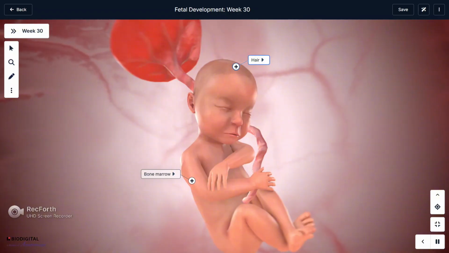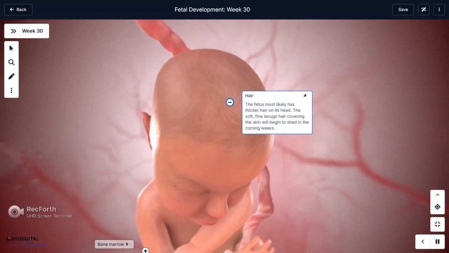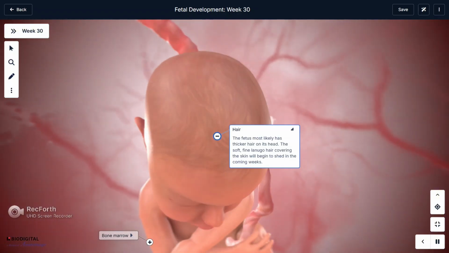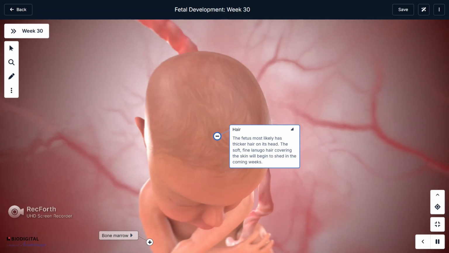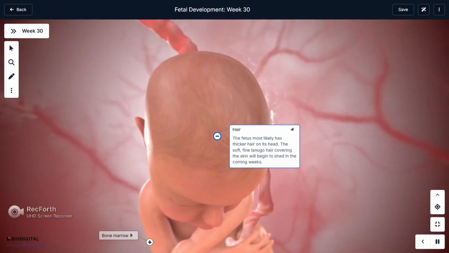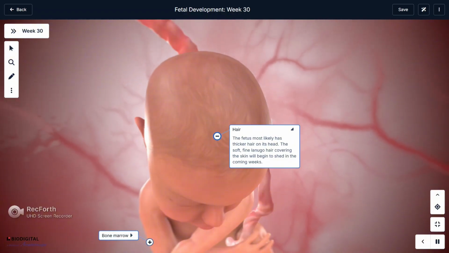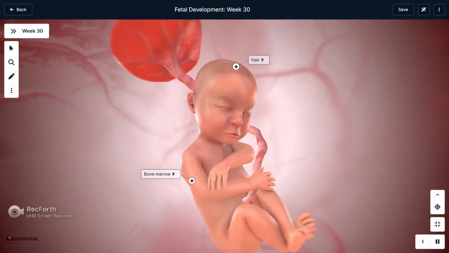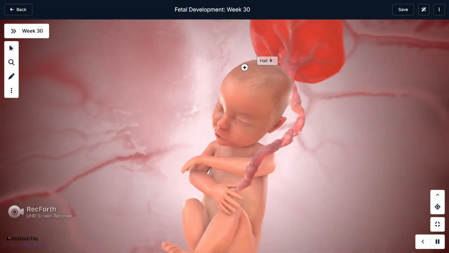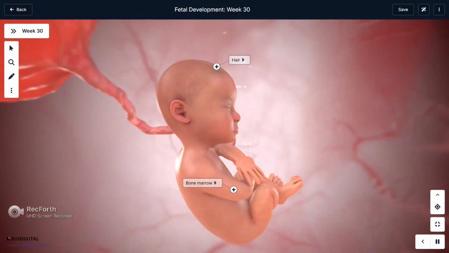And by week 30, the fetus most likely has thicker hair on its head. The soft, fine lanugo hair covering the skin will begin to shed in the coming weeks. In the bone marrow, red blood cells start to form. So this is now the fetus by week 30.